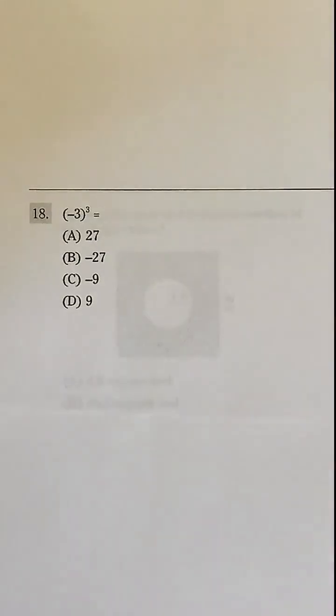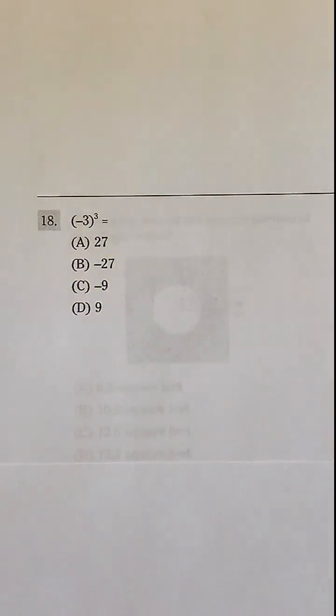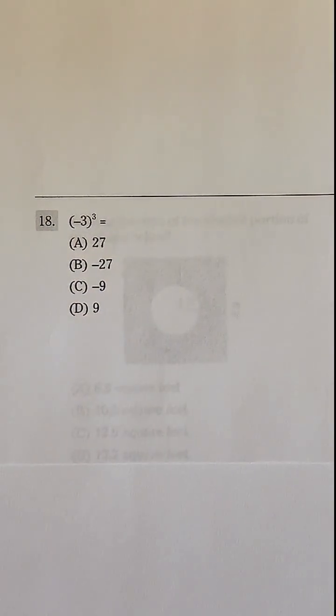So, here we are. Going to the next one. So we have -3 to the 3rd power. Okay, -3 to the 3rd power. Notice the negative is inside the parenthesis. Is my answer A, 27, B, -27, C, -9, or D, +9?